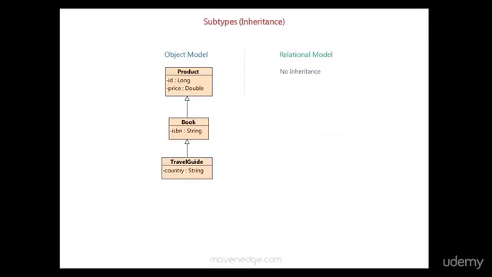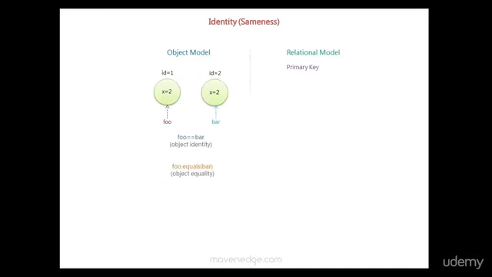The second mismatch we come across is subtypes mismatch or inheritance mismatch. We have the concept of subtypes or inheritance in the object model, but we do not have any such thing in the relational model. In the example here, a book is a subtype of product in the object model, but no such thing could be defined in the relational model. The third mismatch we come across is identity mismatch. In a relational database, the sameness of 2 entities is defined only by their primary keys. If they have same value for their primary keys, they are considered identical or same.